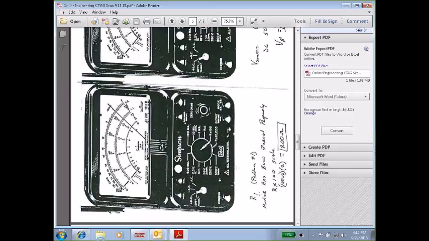Okay, R1 for problem 1. We have to read this meter. It is on the R times 100 scale. If I look up here for ohms, that's the scale that I use for resistance. It is on the 2. That's 2 times 100, or 200 ohms. That's the reading on that.